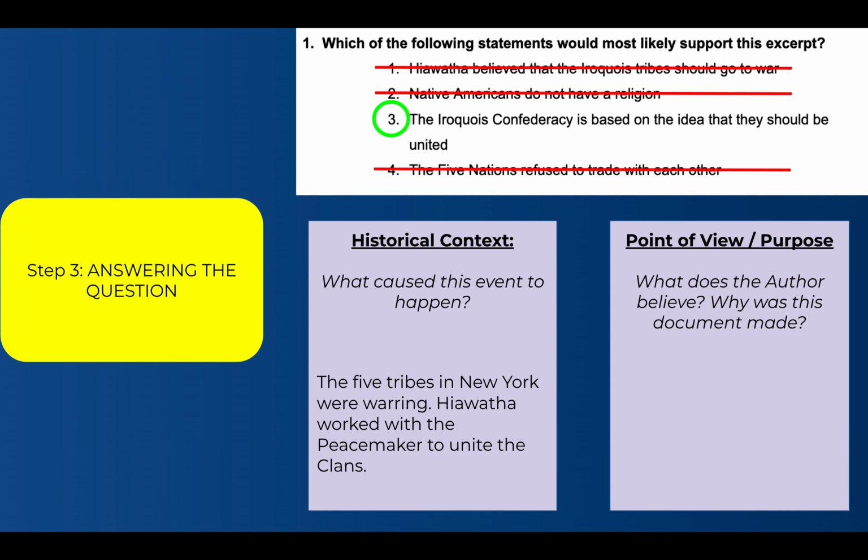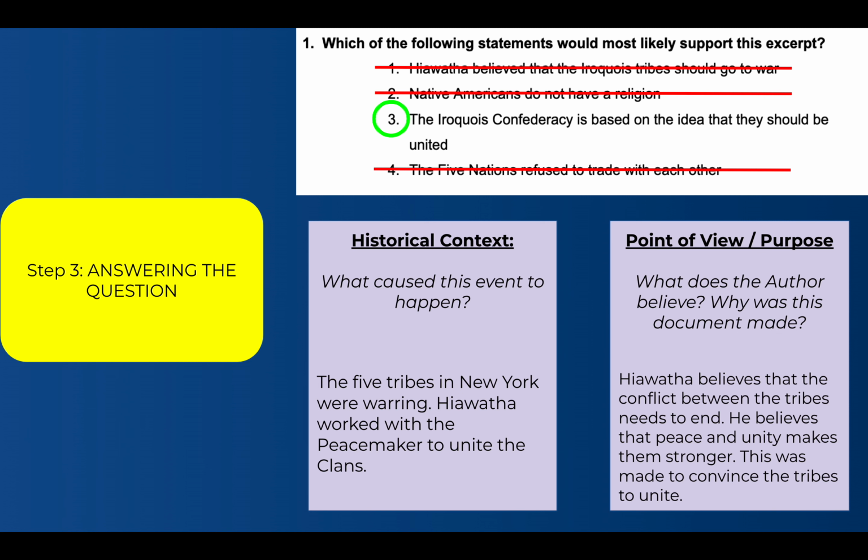His point of view and purpose. What does the author believe? That's point of view or purpose. Why was this written in the first place? Or why was this spoken in the first place? So, Hiawatha believes that conflict between the tribes needs to end. He believes that peace and unity will make them stronger. This is made to convince the tribes to unite. This is what he believes. This is why he made this in the first place.